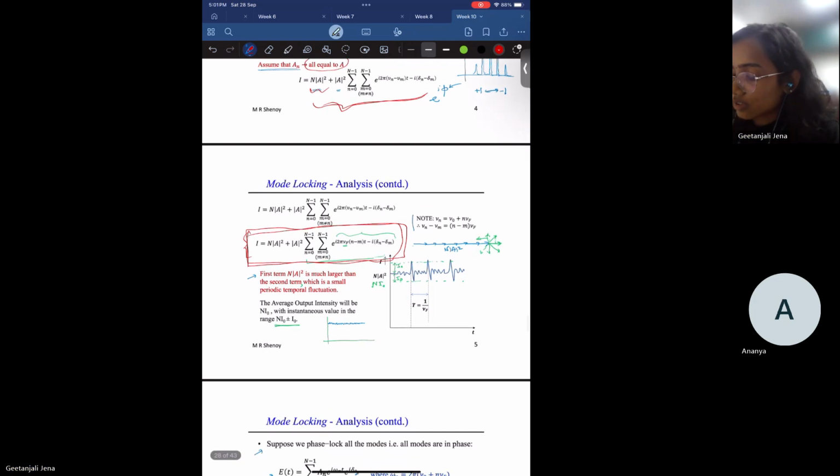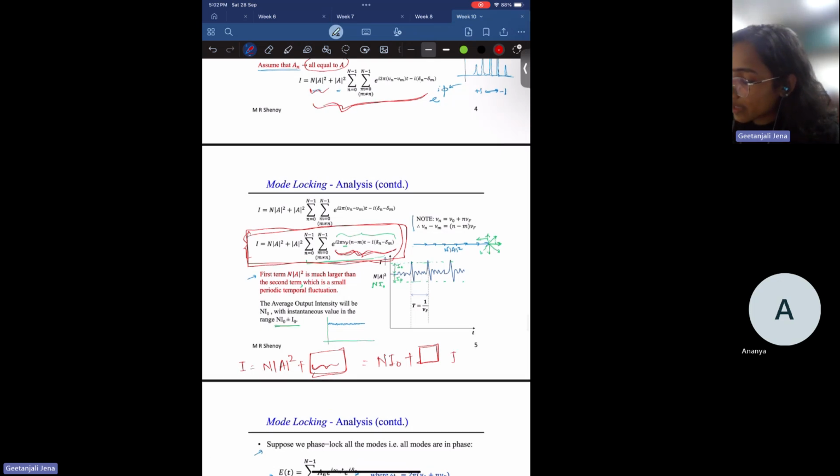So let me write down this expression. I is nothing but n mod a square plus some term here, right? So you can write it as n I0 plus some term here. And you can see this is the exponential term. So the maximum value that the exponential term can take is 1 and the minimum value is minus 1. So that means I max is n I0 plus I0 and the minimum would be n I0 minus I0.